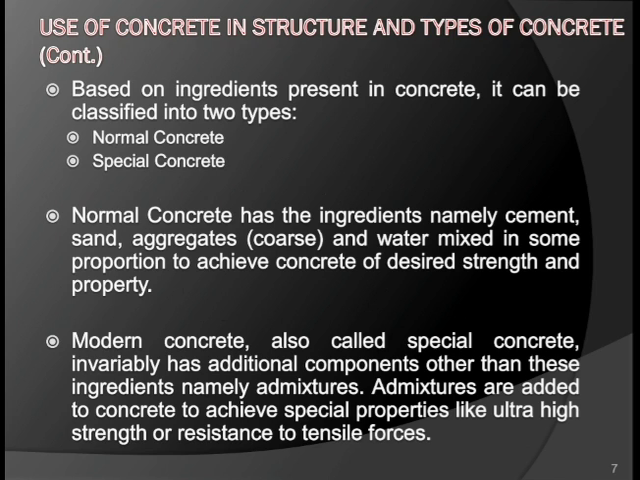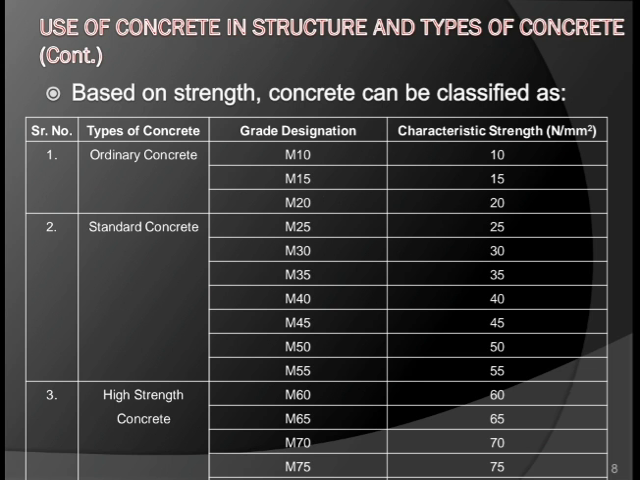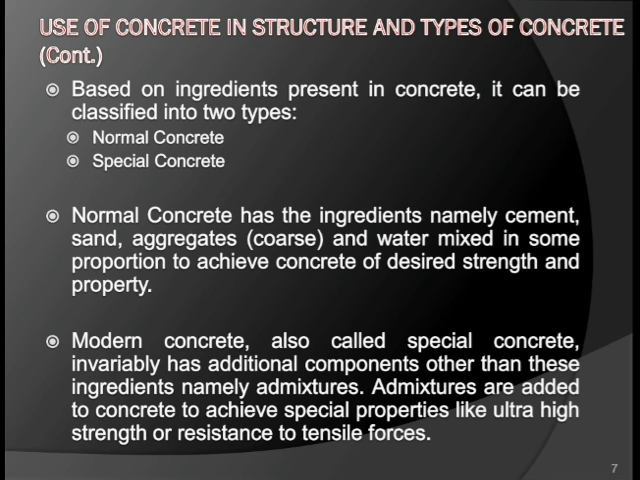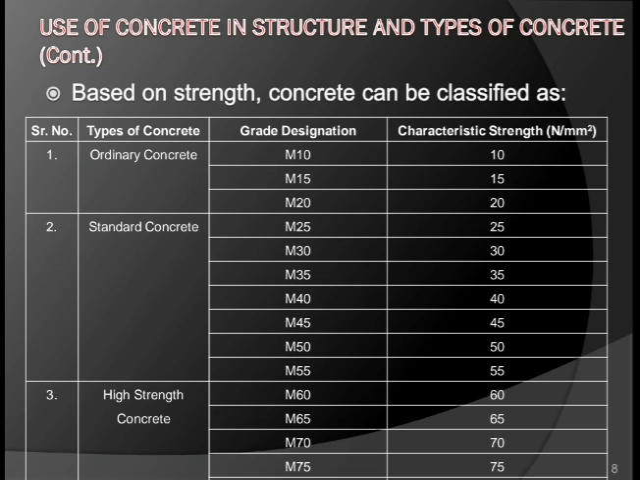Admixtures are added to concrete to achieve special properties like ultra high strength or resistance to tensile forces. So, one more ingredient is used in special concrete. So, this is the classification based on ingredient. Next, based on strength, concrete can be classified as ordinary concrete, standard concrete, high strength concrete.